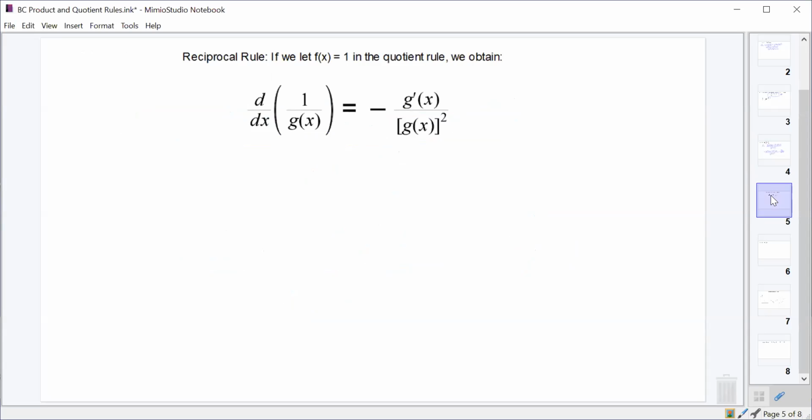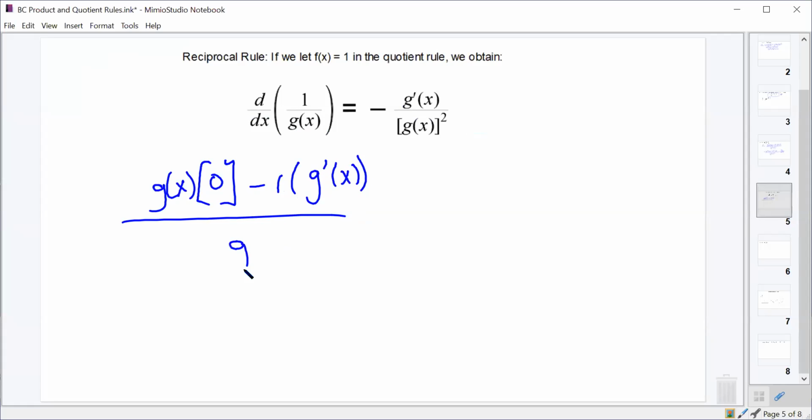And the reciprocal rule, which is just a special case of the quotient rule. So if I want to take the derivative of 1 over a function, it's the opposite of the derivative of the function divided by the function squared. And if we were to go through and use the quotient rule for this, we'd see that it should be v, g of x, times the derivative of u, which is 0, minus u, which is 1, times the derivative of the denominator all over the denominator squared. And this first term cancels, and we got negative g prime over g squared.